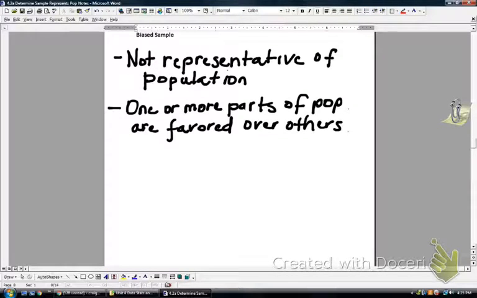A biased sample is what you do not want, because it is not representative of the population, and that's because one or more parts of the population are favored over others. So you want to make sure that your sample is unbiased, not biased. If you have a biased sample, then the conclusion that you're making will be invalid.